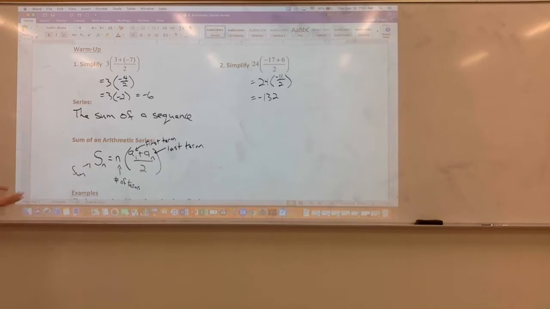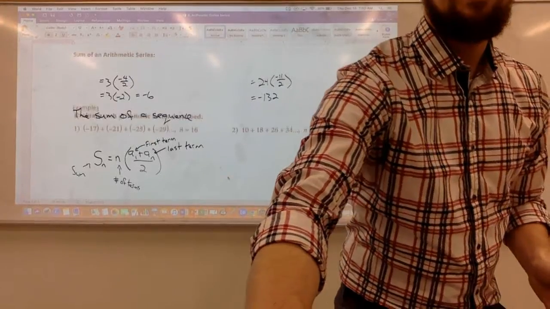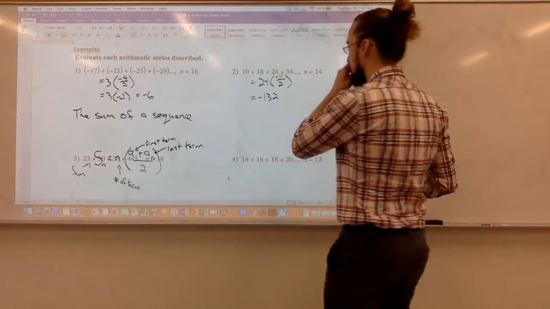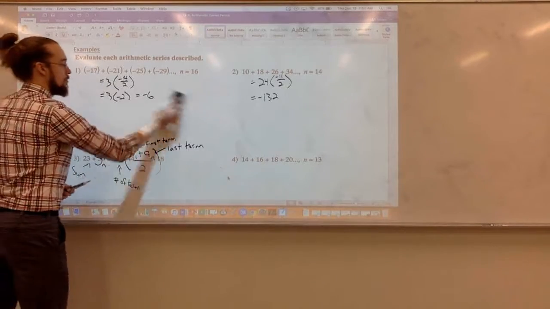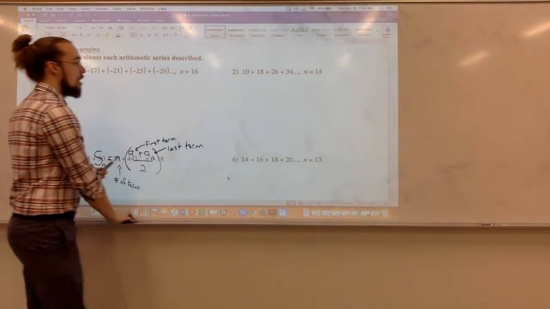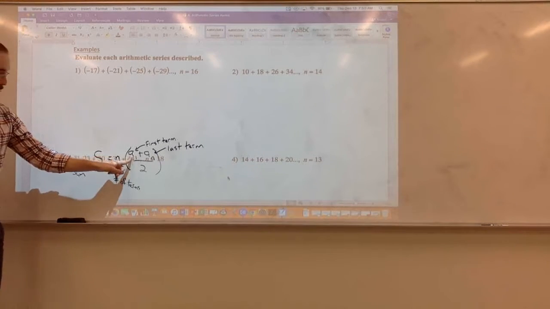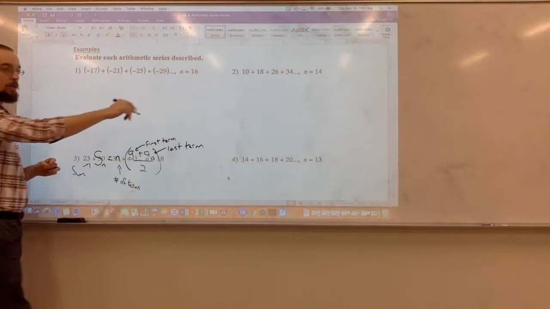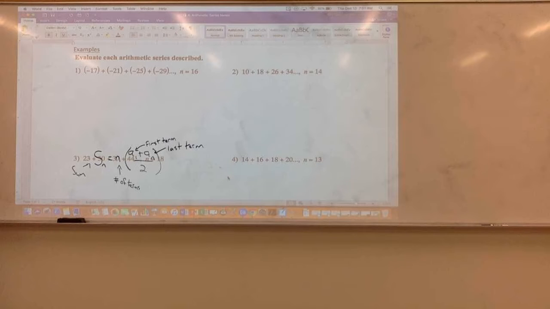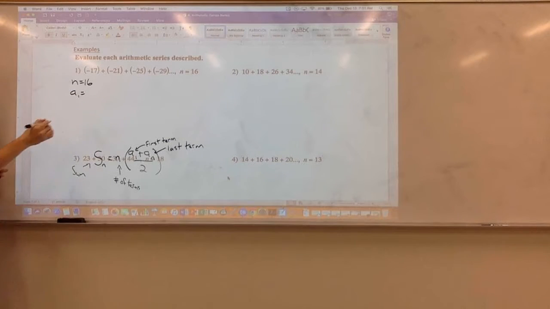So let's take a look at a couple of examples. I'll leave the formula down there for a second. To use this formula, I need 3 things: the number of terms, the first term, and the last term. They tell me the number of terms, so I know that n is 16. That's how many terms I want to add up here. What's my first term? Negative 17.